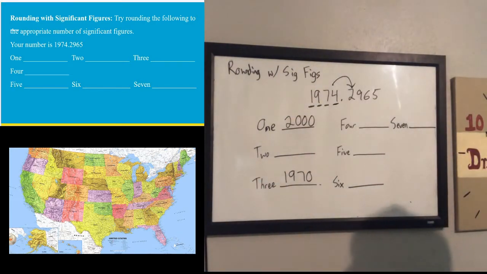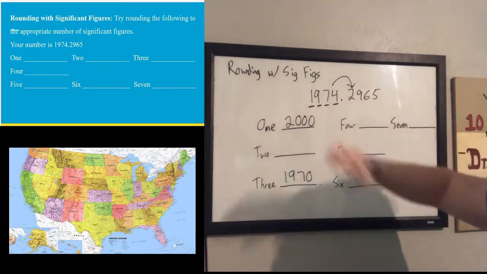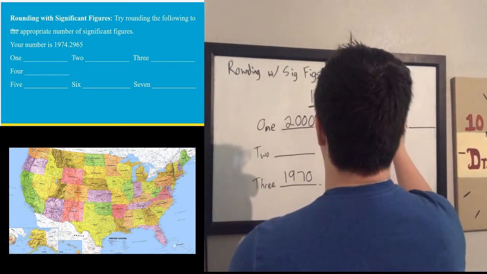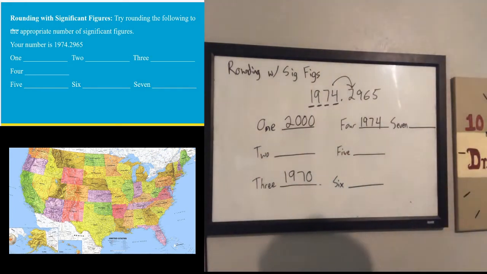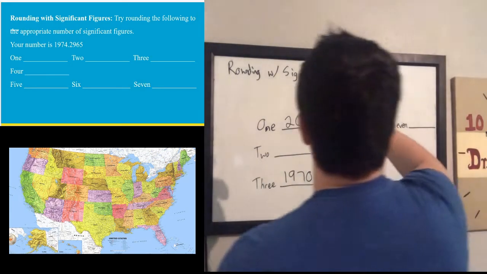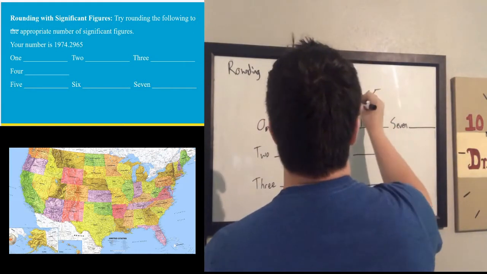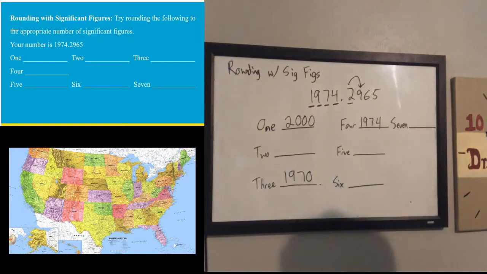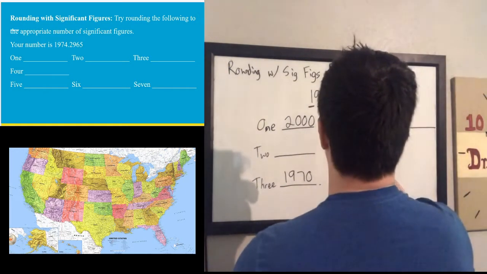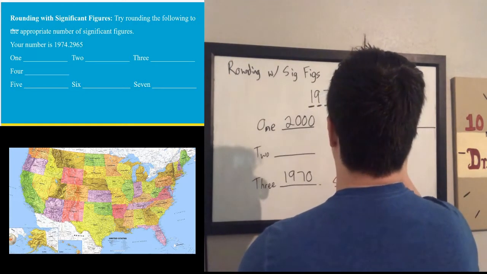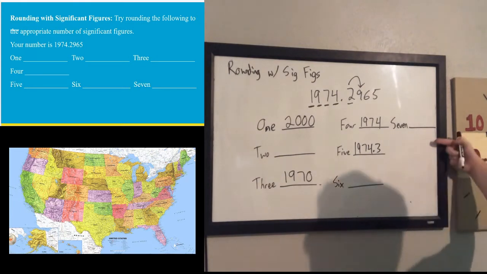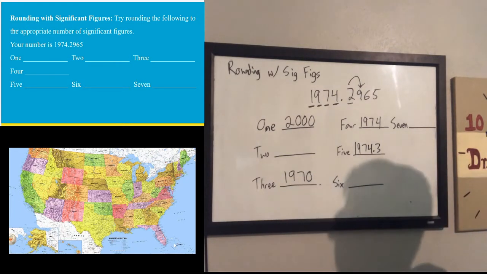Okay? We've got a 2 after the 4, therefore we're just going to stay the same. So this one is as simple as it gets. We're just rounding this to the ones place, 1974. Next up. The 9 is going to cause our 2 to round up to a 3, so we get 1974.3. And after you write your number, just double check. Does it have the correct number of sig figs?